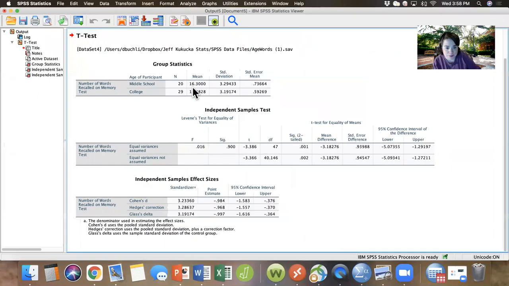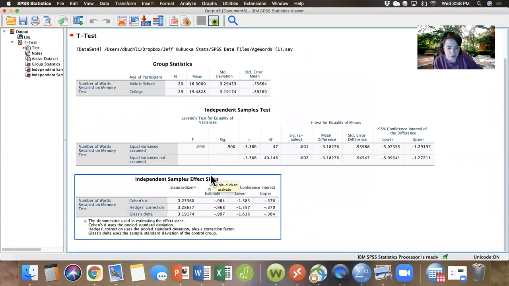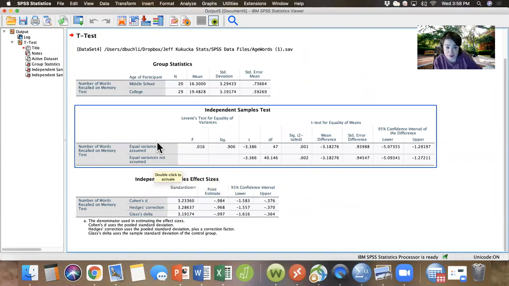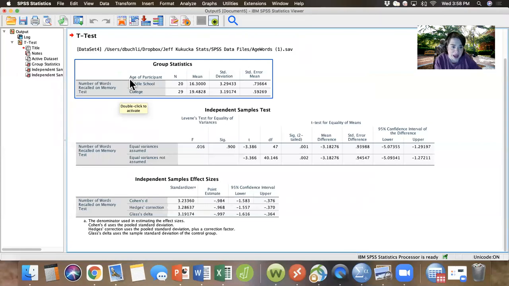All right, so let's maximize this window so we can look at our tables, right? So first here we have descriptive statistics, right? So remember with continuous outcome variables or continuous dependent variables, our descriptive statistics are going to include N, which is our sample size for each group. Okay, so we have 20 participants in middle school and 29 participants in college.